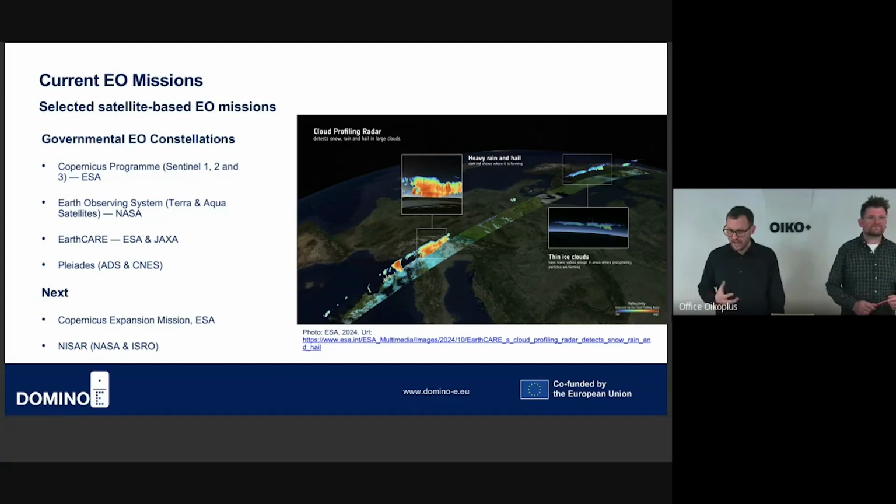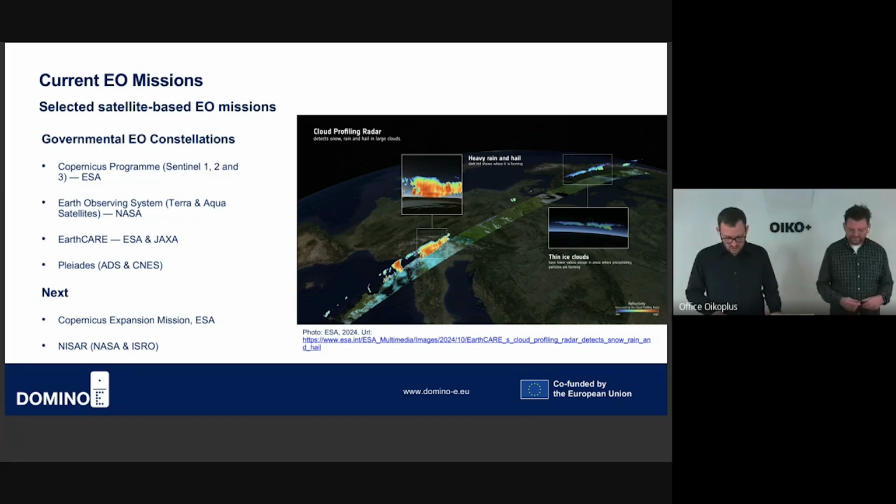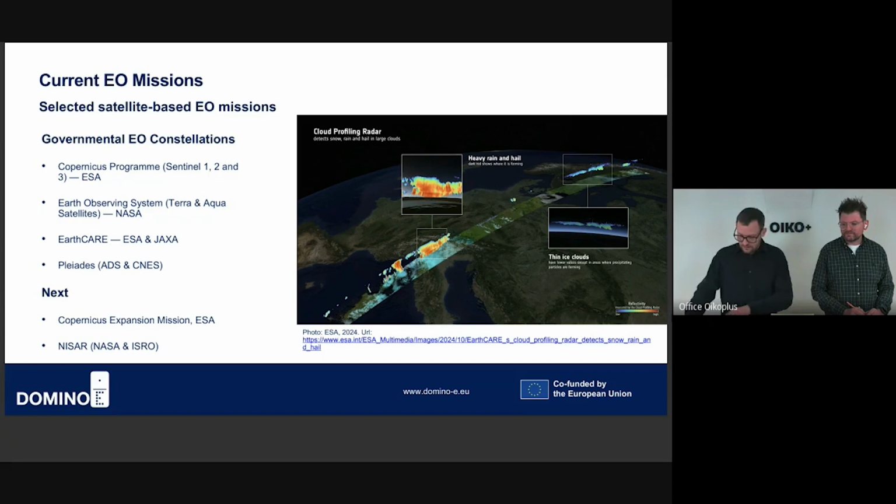Looking ahead, we have, for example, the Copernicus expansion mission from ESA that will address new priorities like carbon emission tracking and thermal energy monitoring. And then there is also the NISAR mission, a collaboration between NASA and the Indian agency ISRO, that will deploy dual band radar for high resolution weather surface change detection. Now, these were to some extent governmental, but also public-private partnership collaborations between governments and commercial players.